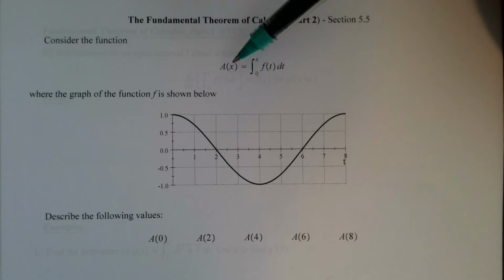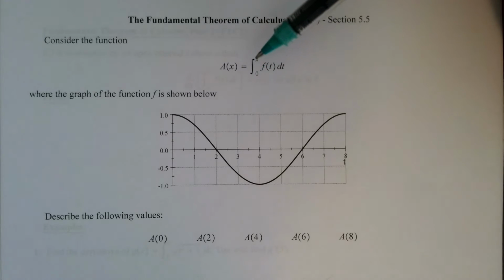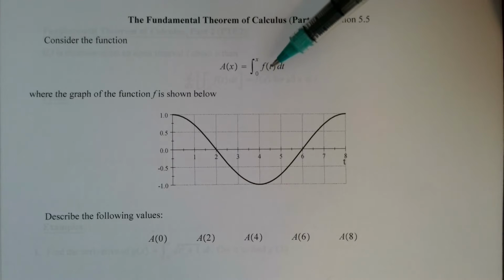So the input is x, and look where the input is. The input is our upper limit of integration in the definite integral going from 0 to x. And then we have a function, f of t, notice that we're integrating. It's the integrand, and we have our dt.